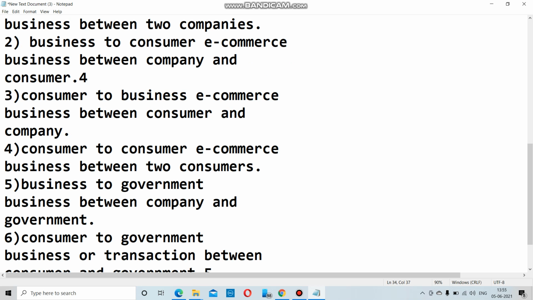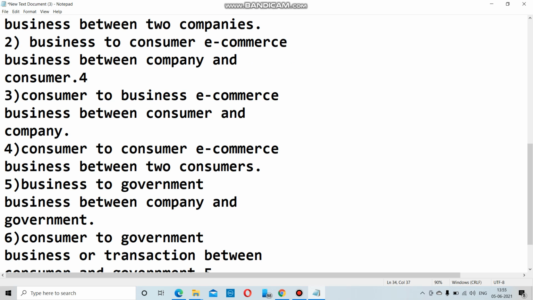Then consumer to consumer e-commerce. A consumer directly sells to another consumer. A customer selling directly to another customer through the internet is called consumer to consumer e-commerce. So it is a business between two consumers.